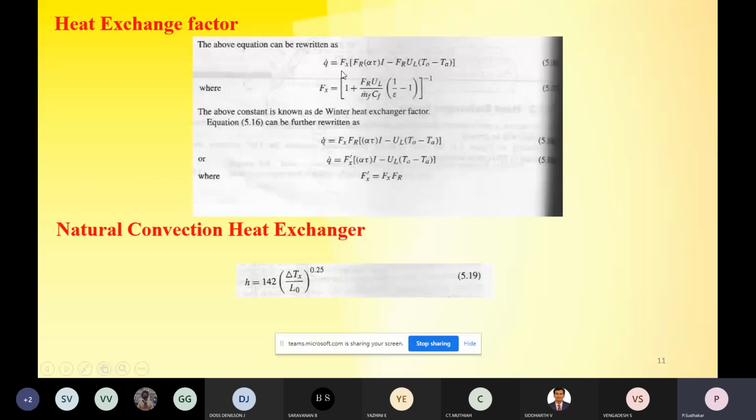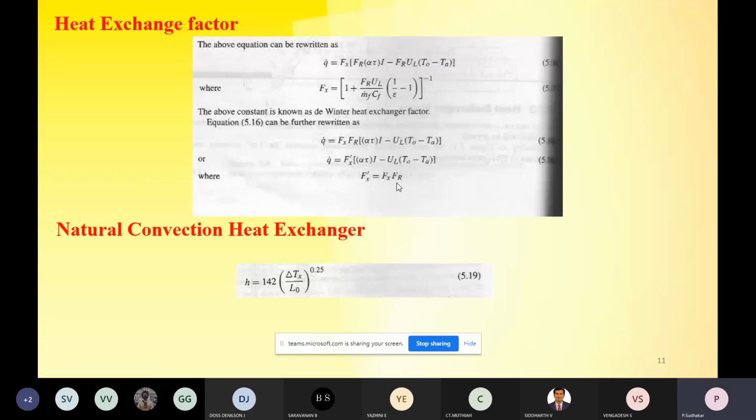When you write this Fx as a factor, the heat exchanger factor, the equation of the useful heat gained by the collector will be termed as this equation. Okay, this is a derivation for the heat exchanger factor. So Fx is the heat exchanger factor. Fx dash is the winter heat exchanger factor, which is denoted by Fx into F4.